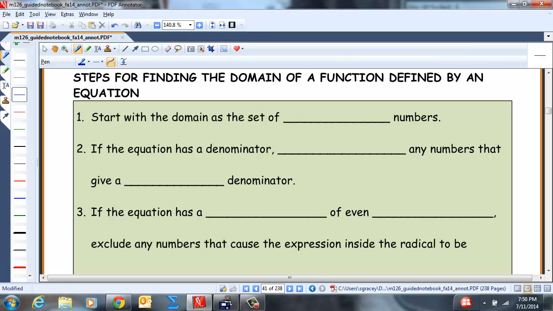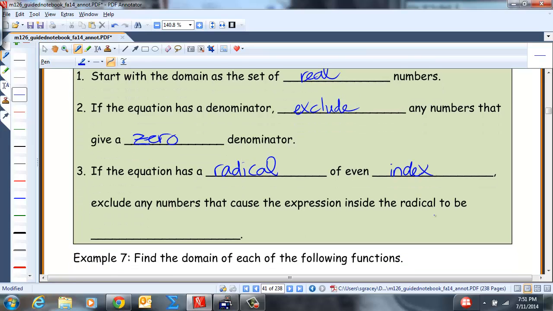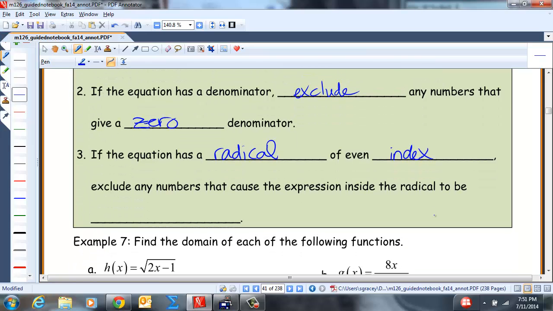So you can start with the domain as the set of real numbers. If the equation has a denominator, exclude any numbers that give a 0 denominator. If the equation has a radical of even index, like the square root or fourth root of something, then you need the radicand to be greater than or equal to 0. So the expression inside the radical has to be non-negative, which means that you exclude any negative values.